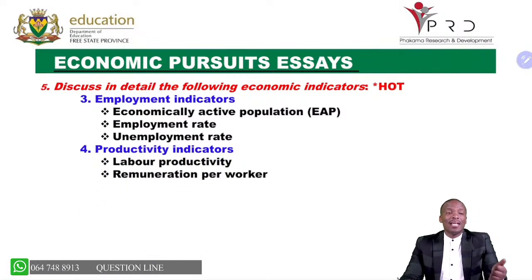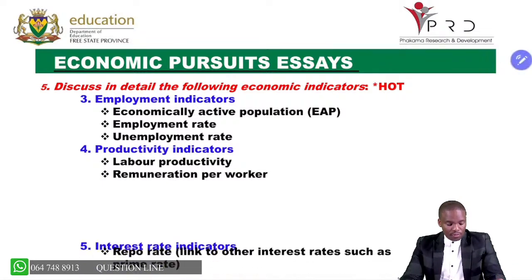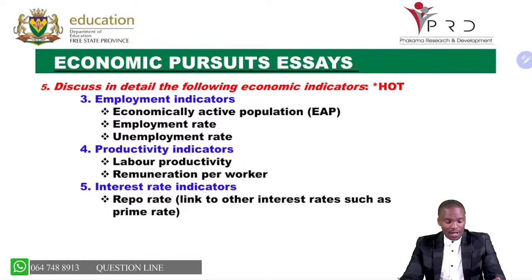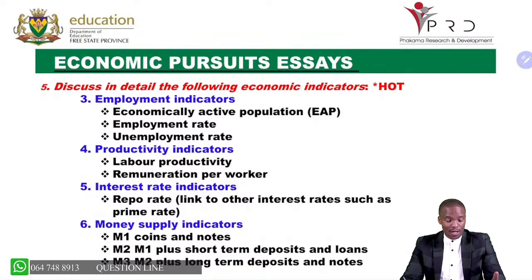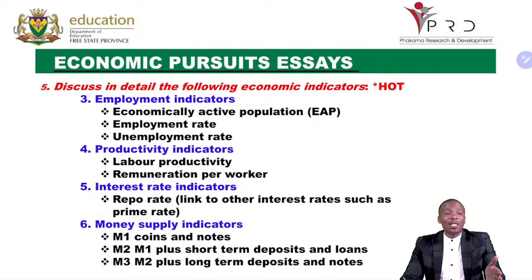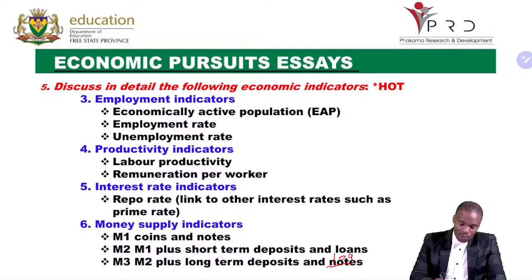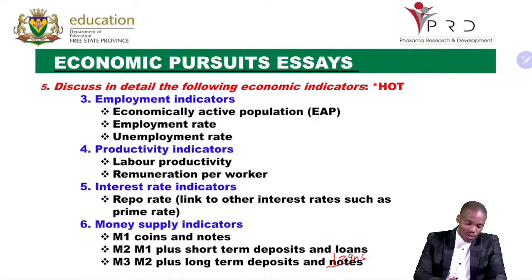Productivity indicators, where we look at labor productivity and also the remuneration per worker. Number 5, interest rate indicators, where we are looking at the repo rate along with other interest rates such as the repurchase rate. Then number 6, the money supply. M1 consists of coins and notes. M2 consists of M1 plus short-term deposits and loans. M3 consists of M2 plus long-term deposits and loans. So those are the things that we are looking at there.